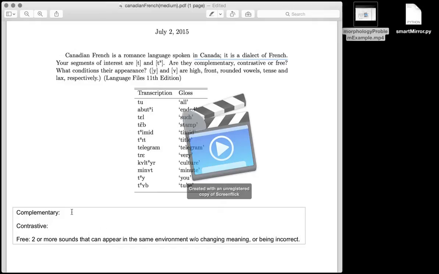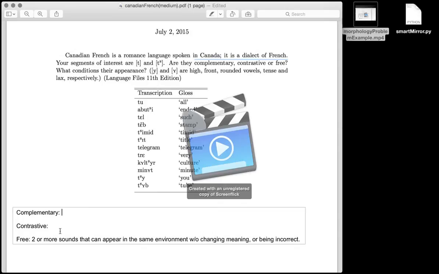Okay, next I'll do complementary sounds, only because I think that complementary sounds are going to be the ones that we deal with the most in this class, because complementary sounds are the ones that will involve the rule writing, which is basically the hardest part of this and the point of doing these problems. So complementary sounds are two sounds or more that are underlyingly the exact same sound, but they can never ever appear in the same location.